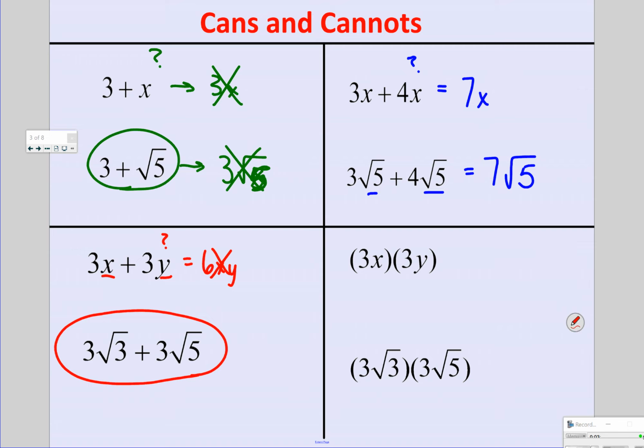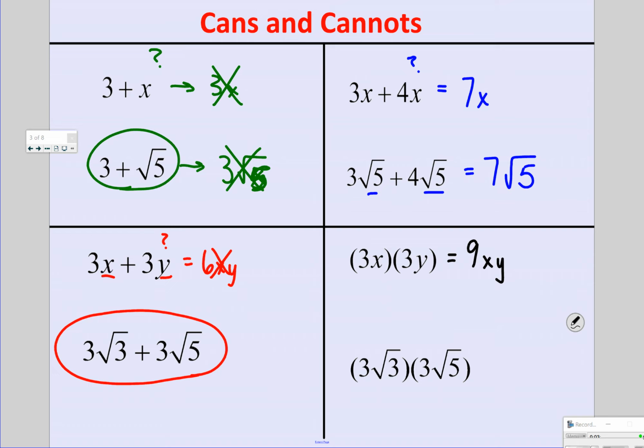Now, when we look at this last one, it's not adding or subtracting, but still let's look at it. I have 3x times 3y. So now it's back to multiplication. And we remember that when you do a problem like this, you just multiply the constants out in front and then multiply the variables together.